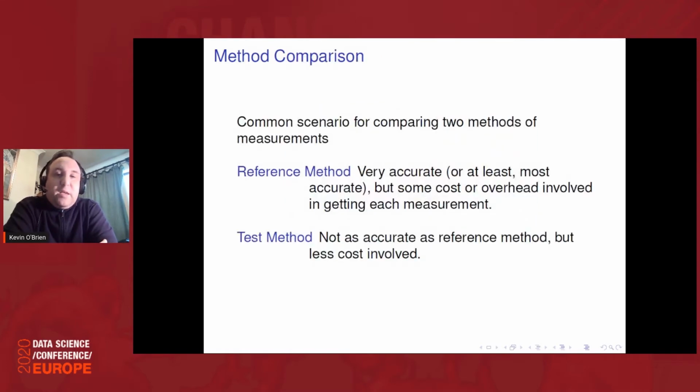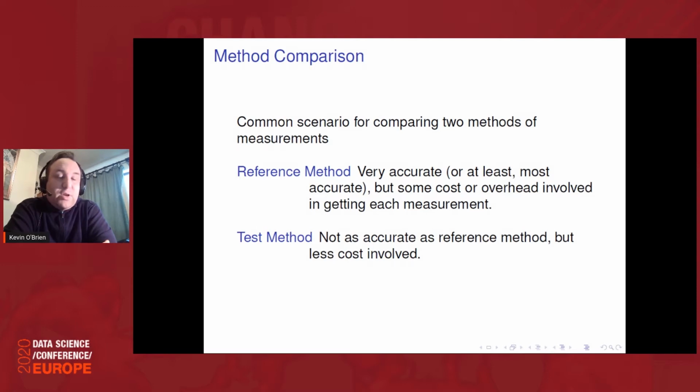So the method comparison study sets up two common scenarios. Often we have a reference method, a very accurate, or at least the most accurate method, but there's some overhead or cost involved in getting it. Sometimes it may take a lot of time, or cost a lot, or be invasive. Another method we might compare it against is a test method, which is probably not as accurate, but has less cost involved, so it's more usable in the real world or for wide scale use.